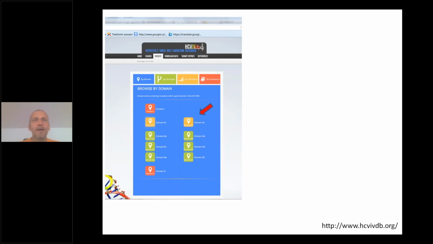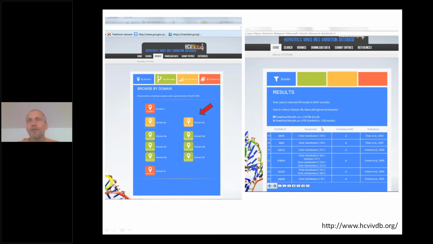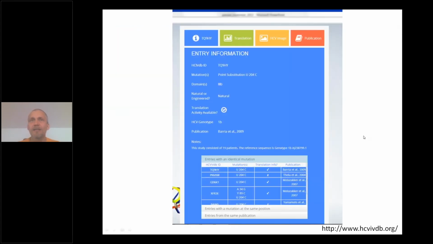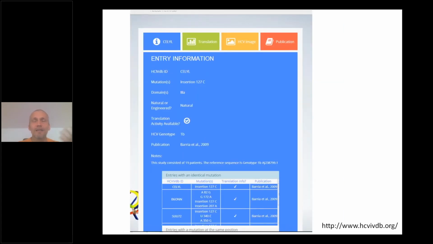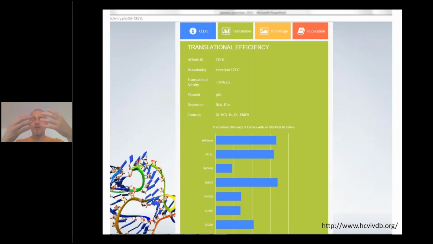We can, for example, open domain 2b. Then we can see the mutations, whether there is translation information about a mutation or variant, and the publication where it is. Then we can go directly to an entry and see what kind of mutation it is, the domain, whether it's natural or engineered, and so on. We can see if there are other variants at the same position and which publications they come from. This is another entry, and then we can compare translation efficiency of the same variant, or variants at the same position, from different publications. We can discuss these discrepancies later if you want.